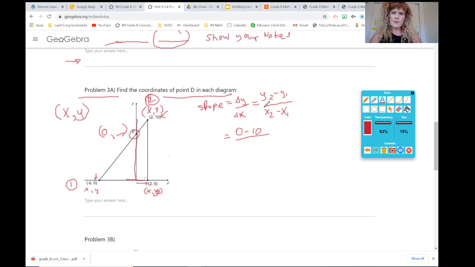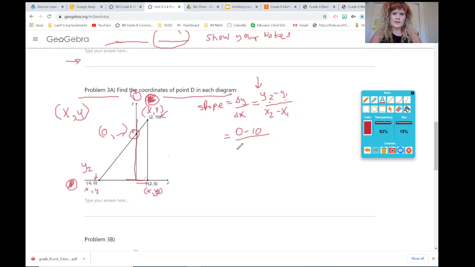Oh, you know what? I wrote it down y2, y1, but I called this 2 and this 1, but I wrote down y1 minus y2. It doesn't matter as long as you keep it straight. But let me change these numbers because that's not what I did. I did 0 minus 10. So that makes this my y2, according to this formula here, and that makes this my y1. So y2 equals 0, y1 equals 10. Fine, good job.